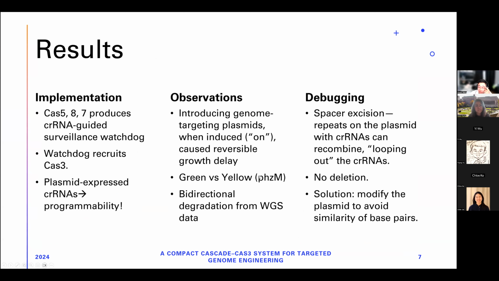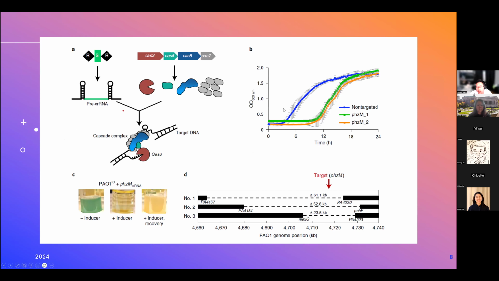The researchers were able to target this one protein called PHCM. It's like a pigmentation protein, and so if you target this and delete everything here, you're going to see yellow bacteria. You're going to see the whole media look yellow instead of green. And then there's also a lot of PCR work done, providing evidence for the bidirectional degradation from WGS, which is whole genome sequencing data. And yeah, there are a few pictograms here that I would like to talk about.